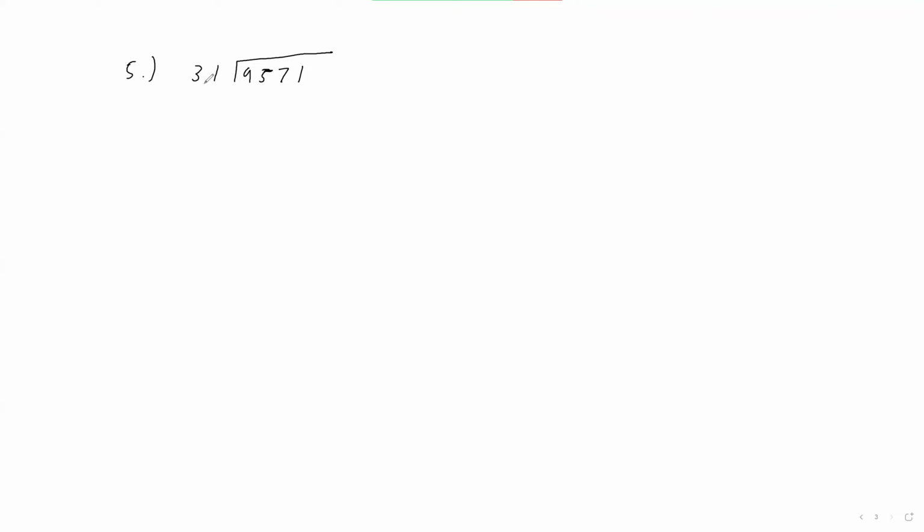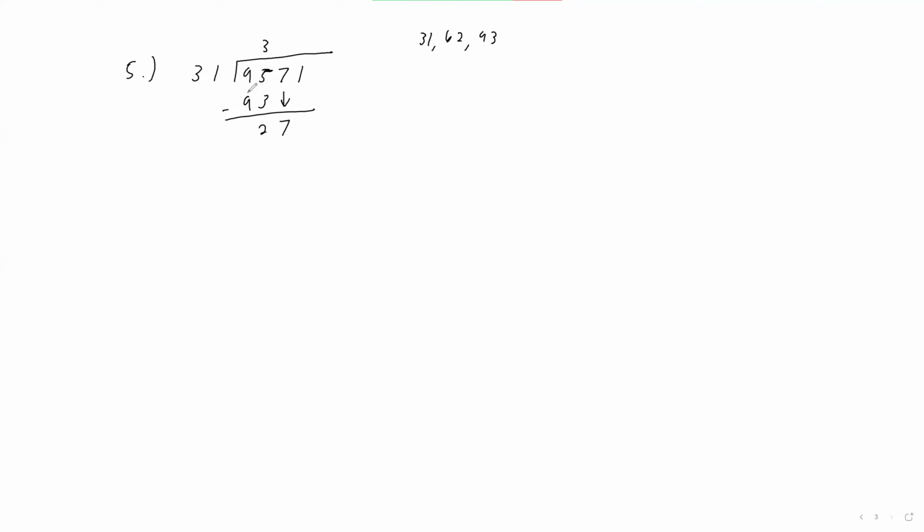All right, so this is going to be 31 into 9. Doesn't happen. 31 into 95. All right, so I'll go 31, 62, 93. I can go one more, but I can already see it's not going to go further. So I'm going to go 3. So 3 times 31 is 93. That gives me 2. I'm going to drop down only the 7.